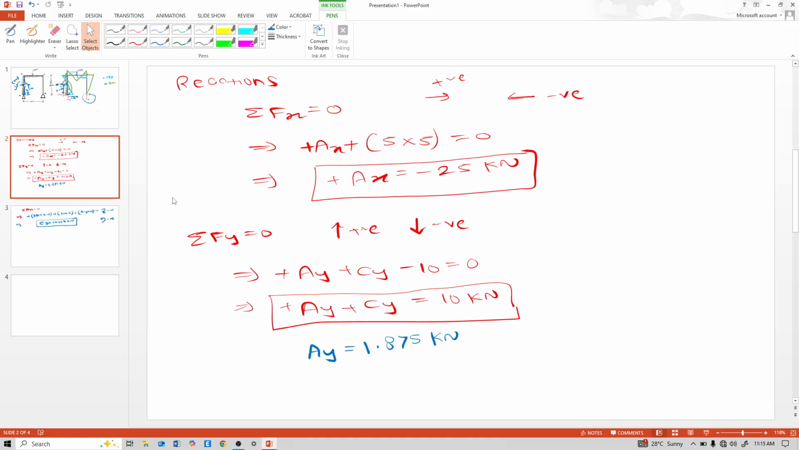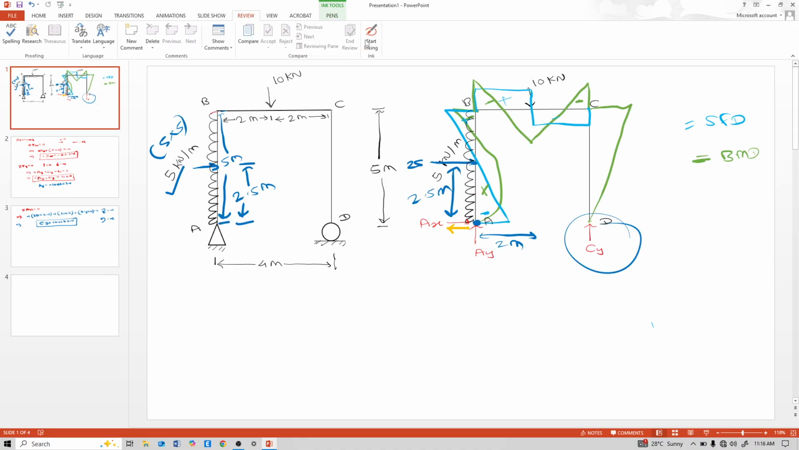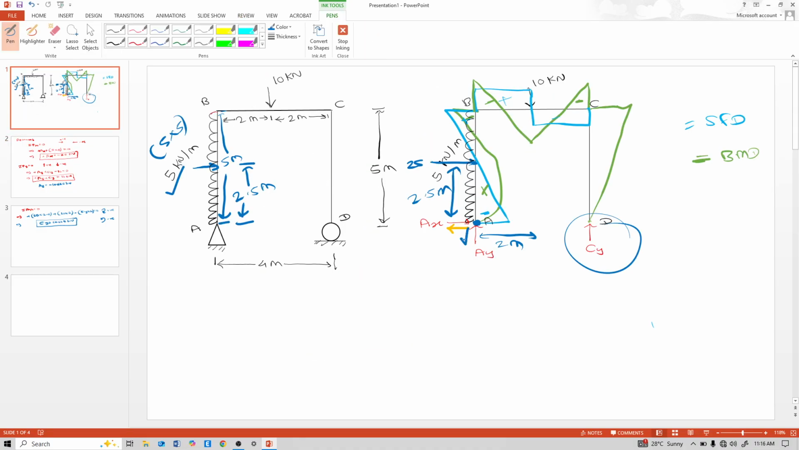Now put this 20.625 kilonewton reaction in this equation. So 10 minus 20.625, it is minus 10.625. So AY reaction is minus 10.625 kilonewton. So a minus comes, so change this AY arrow also. So this AY is downward.